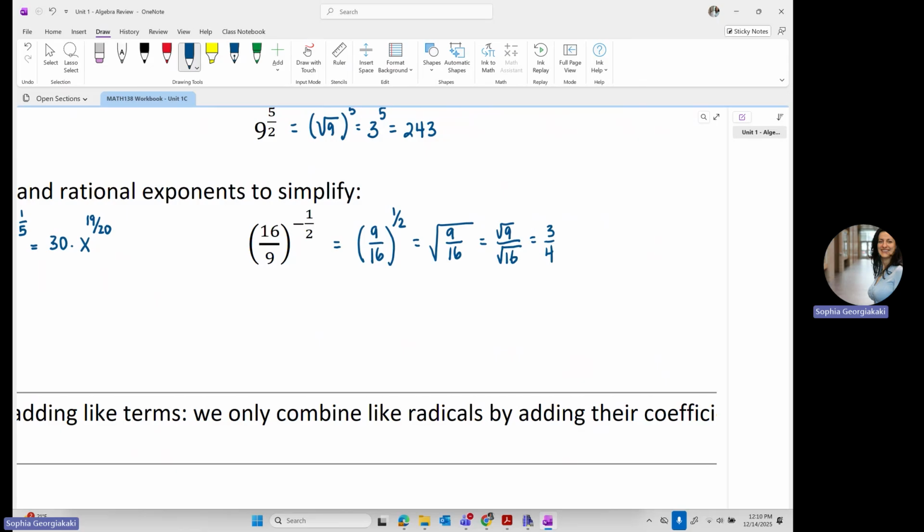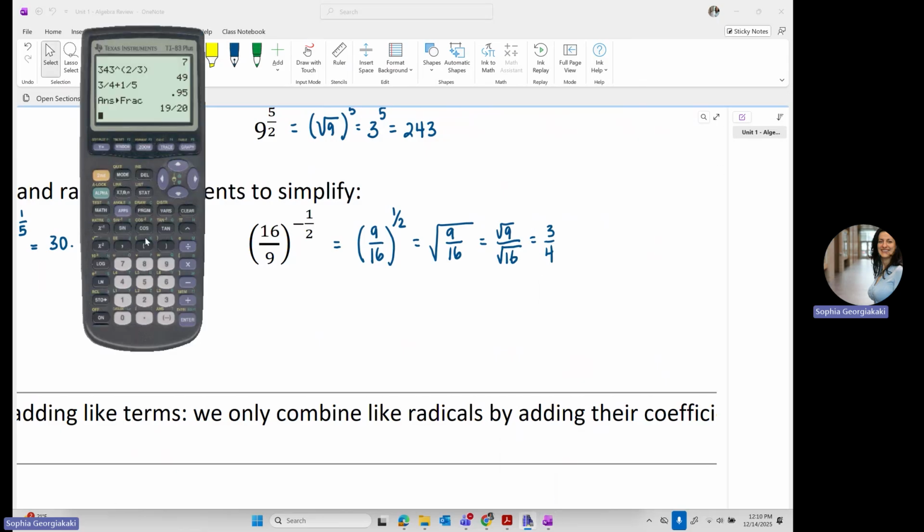And again, if I were in my calculator, make sure you use parentheses, and I wrote 16 divided by 9 and raise that to the negative, I mean, negative 1/2. I will need a parenthesis, but I can just write 0.5. It will be 0.75, and 0.75 as a fraction is 3/4.